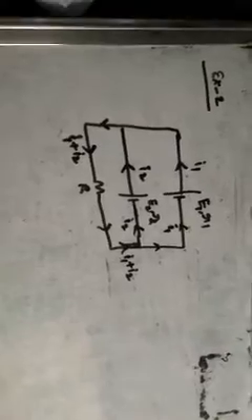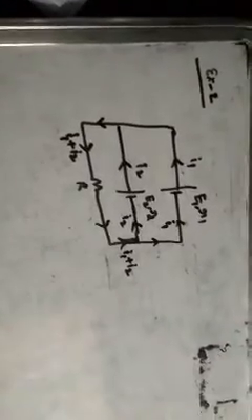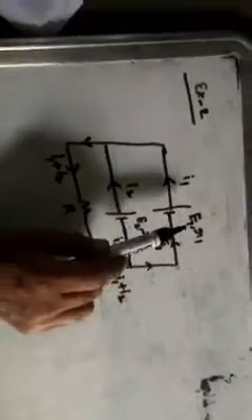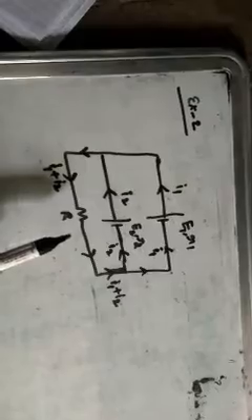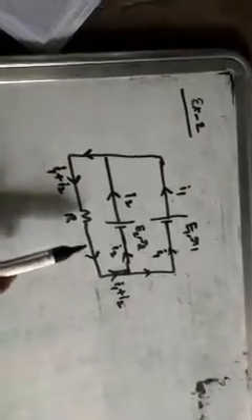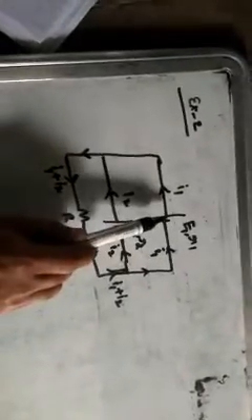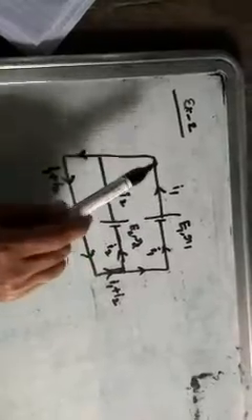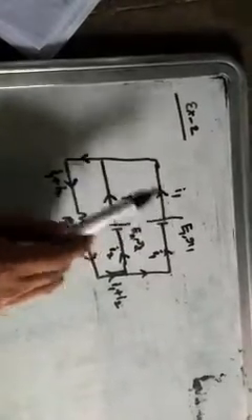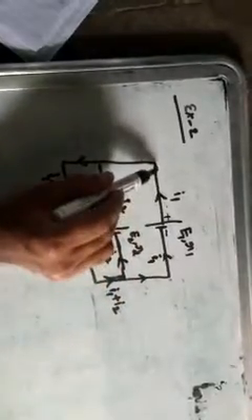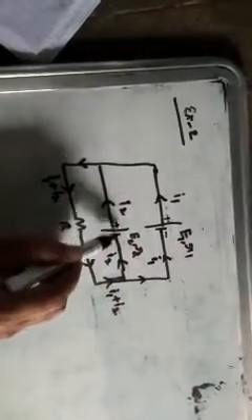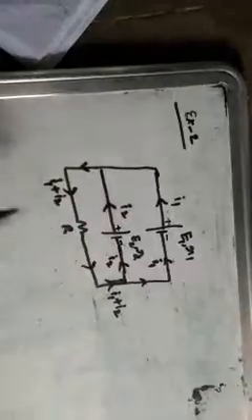Coming to the second example, just try to understand. Here two cells are there. One has EMF E1 and resistance R1. The second cell has EMF E2 and resistance R2. The external resistance is capital R. I told you already, according to the cell position, current is flowing. From the positive terminal of the cell, current comes out, which is taken as I1. For this cell, positive and negative, current comes out as I2.